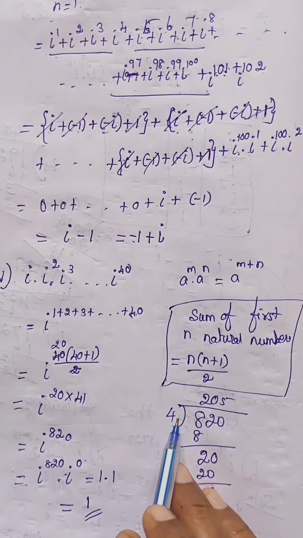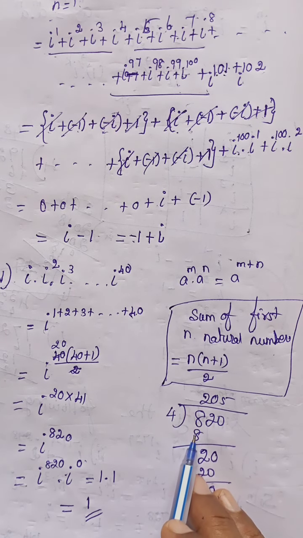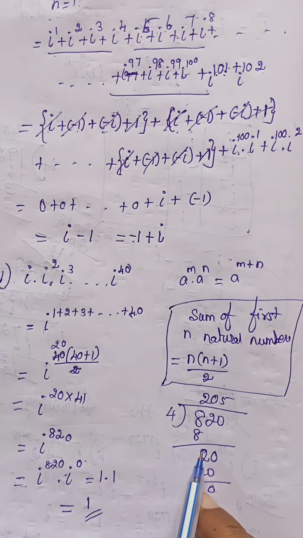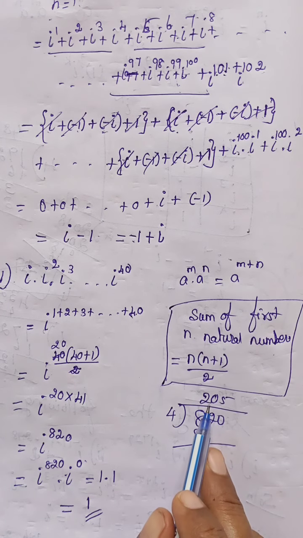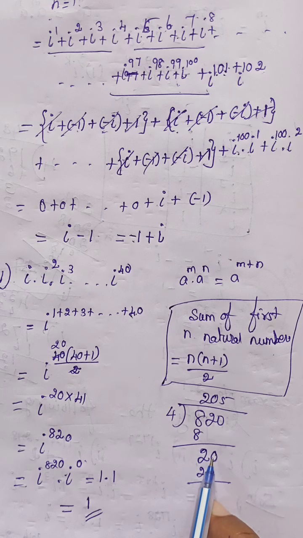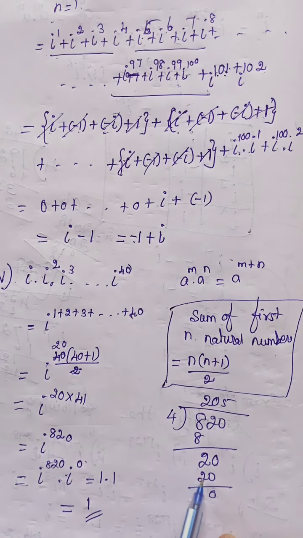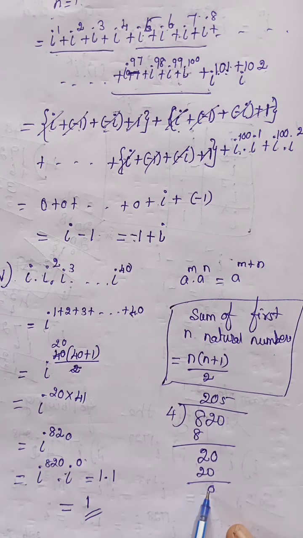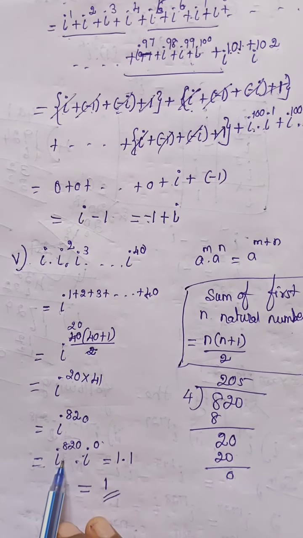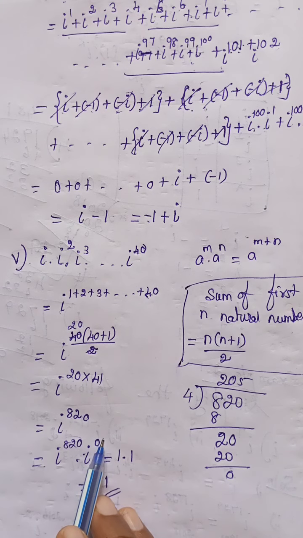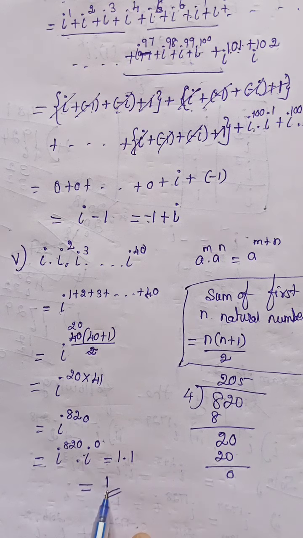820 divided by 4. See, 4 2s are 8. The next number is 2, which is not divisible by 4. So I have put 0 and taken the next number, that is 0. Now 4 into 5 is 20. The remainder is 0. So this is i power 820 into i power 0, so 1 into 1 equal to 1. Do you all understand this?